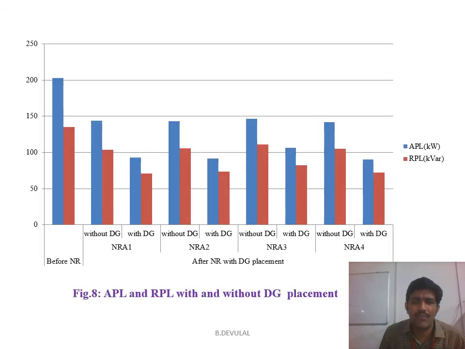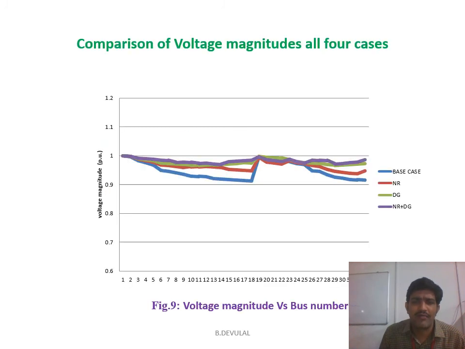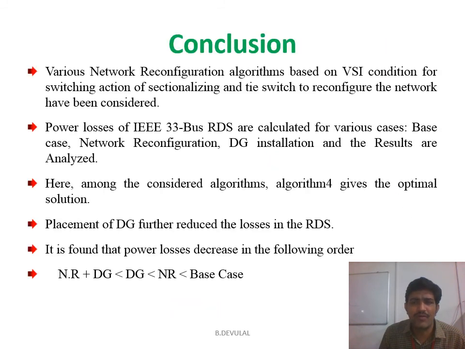Then after that, I compare the results in a bar chart. This is the before case, and NR1, NR2, NR3, NR4, all the cases I compare the values, and I perform the graph in MATLAB. The first one is the base case, and then the network reconfiguration case, and then the DG case, and then the combination of DG and network reconfiguration. I perform the graph, and the graph gives the better results.